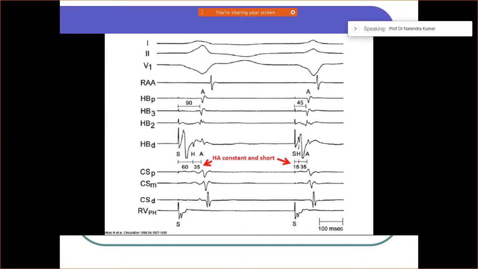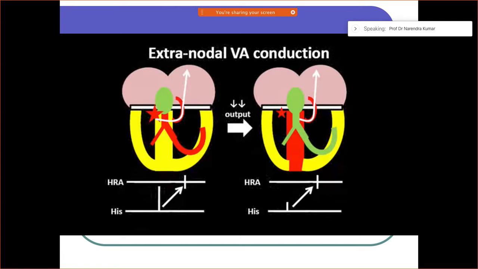The constant HA interval of 35 milliseconds and atrial activation sequence indicate that retrograde conduction was dependent upon activation of the His bundle and not on the local ventricular myocardium. This represents retrograde conduction via the fast AV nodal pathway, right? So this makes it clear.